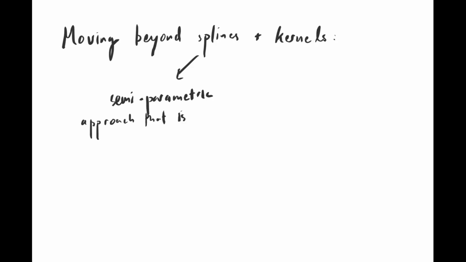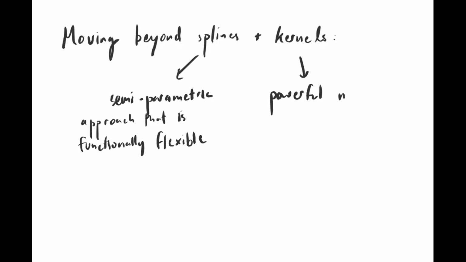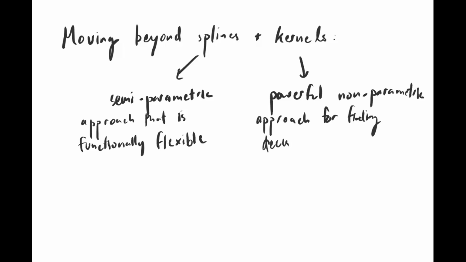that is functionally flexible, whereas your kernels are a powerful non-parametric approach for finding decision boundaries or fitting very non-linear, or I mean you could do it for linear too, it wouldn't be as efficient, but generally for fitting non-linear curves.